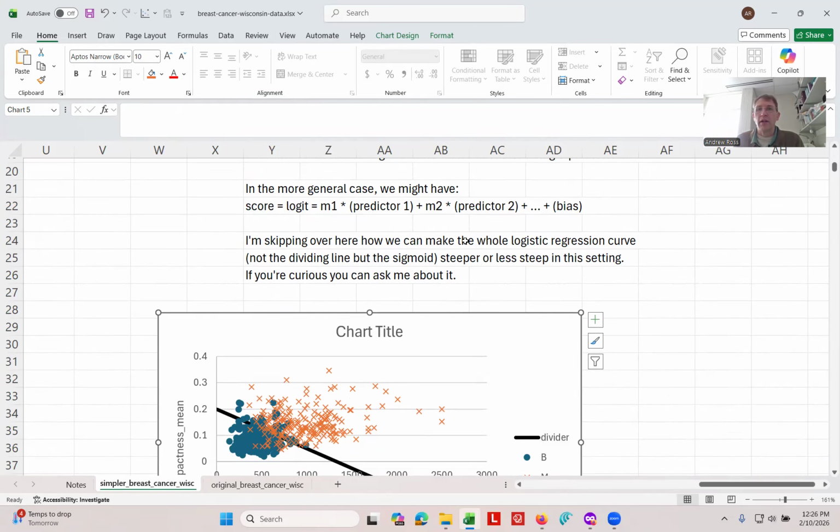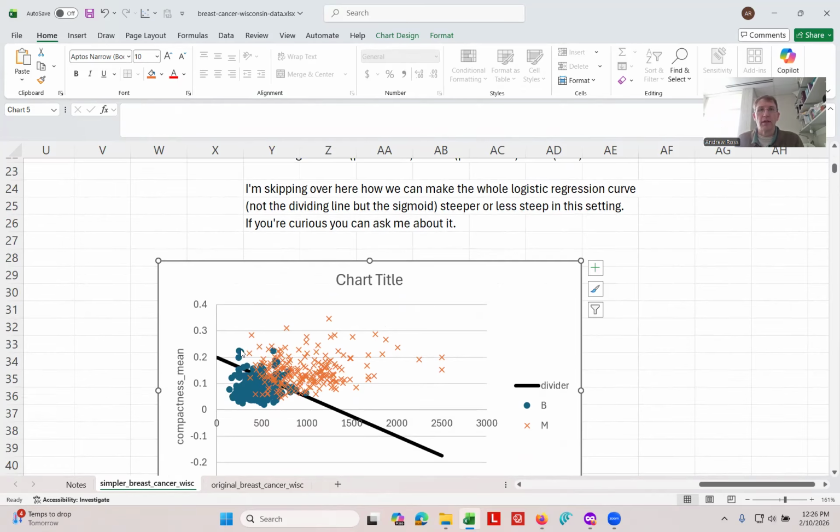So we would then adjust the M and the B, the M1, the M2, the B, to make this dividing line more steep or less steep. But then we could also say, well, can we make the logistic regression more steep or less steep? So that's extra complicated, and we can talk about it later.